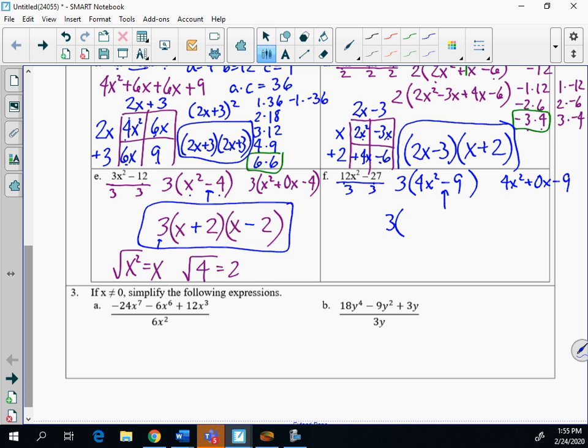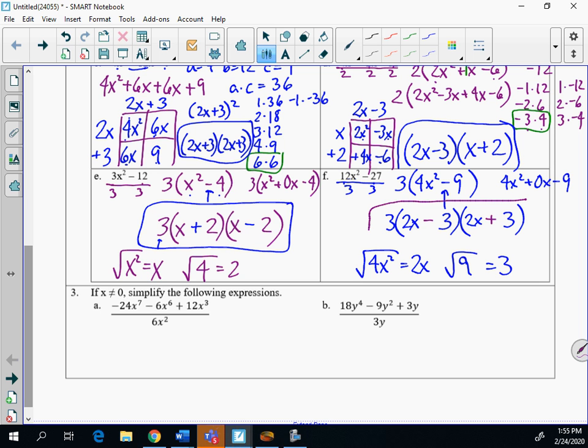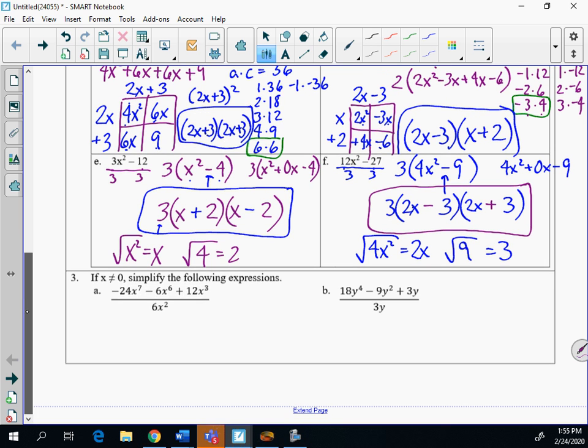So let's see if we have perfect squares. The square root of 4x squared is 2x. So yes, we do have a perfect square there. And we know the square root of 9 is 3. So we do 3 and 3. And then, like we said before, we need one plus, one minus, doesn't matter which one. And there it is. All right, moving on to simplifying the expressions.